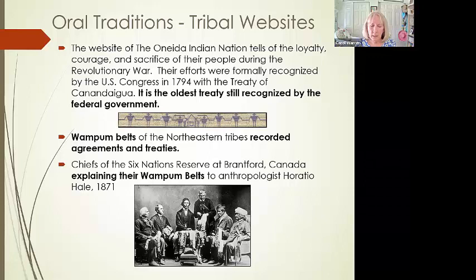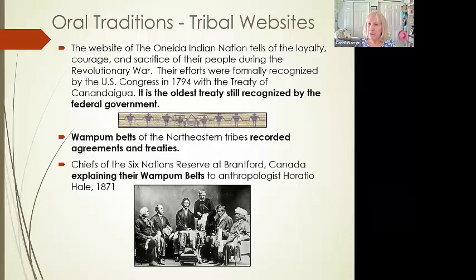It was commemorated with the Canandaigua Treaty. And in the middle, we see an example of a wampum belt that George Washington had made and presented to the Confederated tribes to represent the treaty alliance.